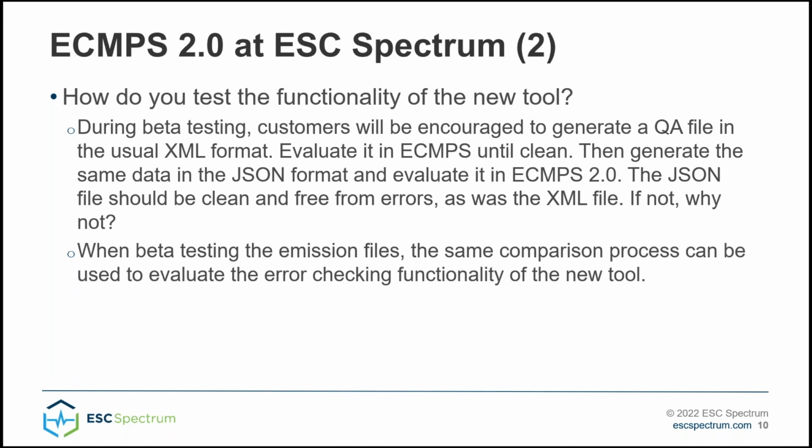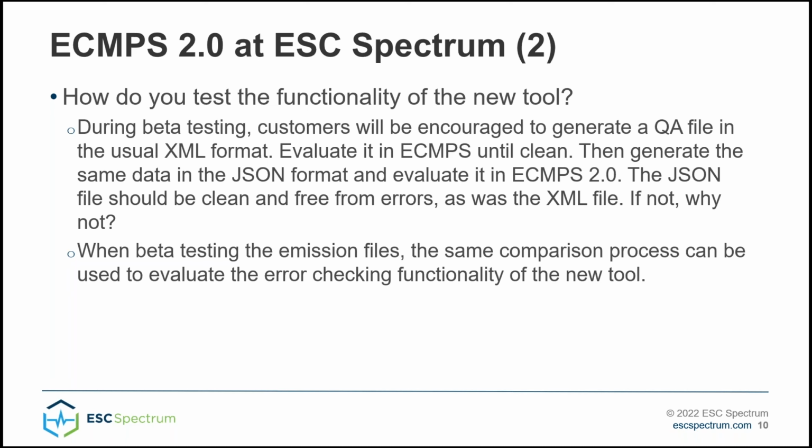People have asked me, well, how do you test the functionality of the new tool? How do you know it's working correctly? And in my opinion, during the beta testing, customers will be encouraged to generate a QA file in the usual XML format, then export it and evaluate it in ECMPS until it's clean. Then generate the same QA data in the JSON format in either StackVision or Prism, and evaluate that file in JSON 2.0. The JSON file should be clean and free from errors, as was the XML file. And if not, then you've got to figure out why not.